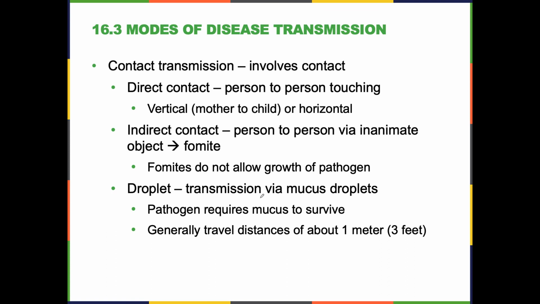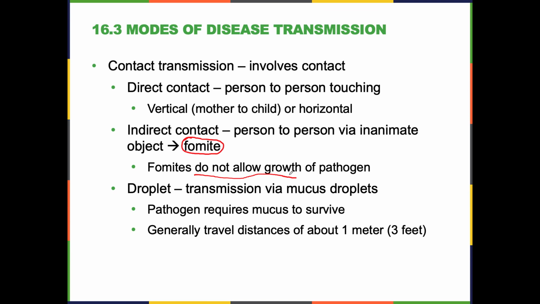Indirect contact is person-to-person contact via some sort of inanimate object, and this is called a fomite. A fomite is any inanimate object, whether it's a pen or a tissue or a table or something that allows for contact to happen. The important thing with a fomite is that fomites do not allow growth of the pathogen. It just hangs out there until at some point it dies. So it's not a reservoir, which allows pathogens to grow. It's just a place where the pathogen hangs out.